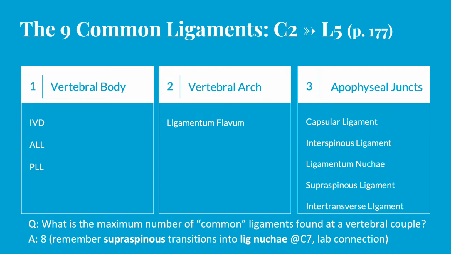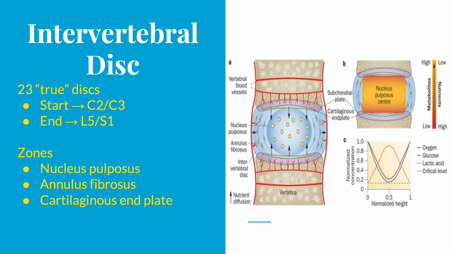And remember, if you had gone to lab, this would be quite clear by looking at the prosections. But the supraspinous ligament and the ligamentum nuchae are continuous with one another, and they transition at C7. So below C7 is the supraspinous ligament, and above C7 it's the ligamentum nuchae. All right, then we'll talk about each of the individual ligaments.